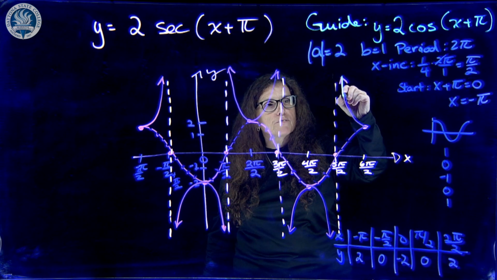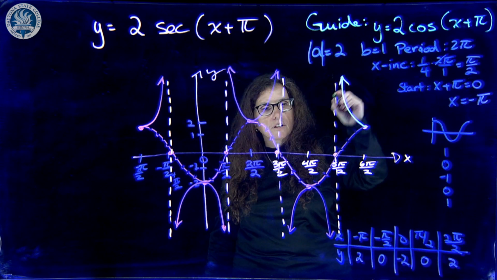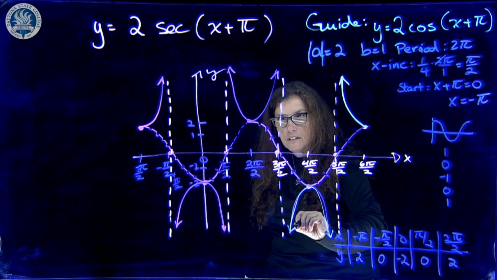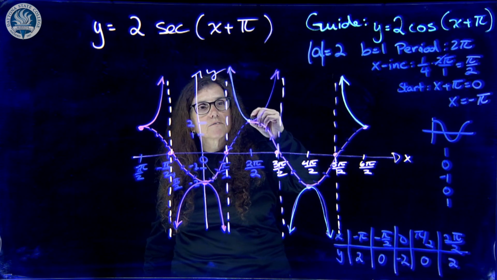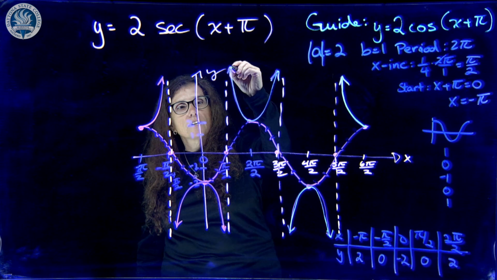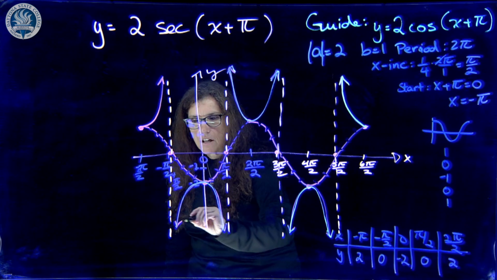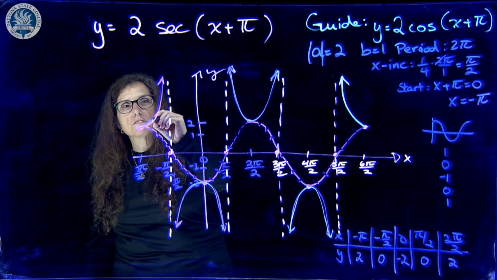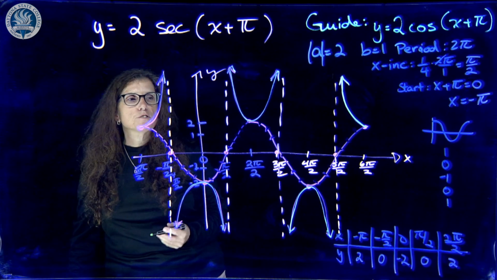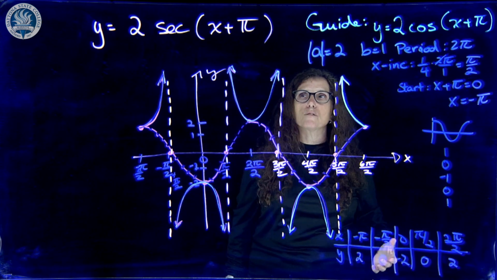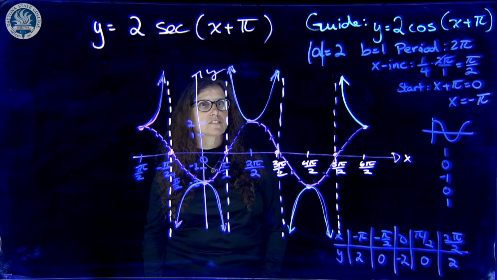So the graph that was important that we need is the secant, and this is what I'm making green now. Here you go. Secant functions, we first graph the cosine as our guide, and once we have the cosine, we draw the asymptotes, and then we can put our parabolas on top. And that's how you graph a secant function.